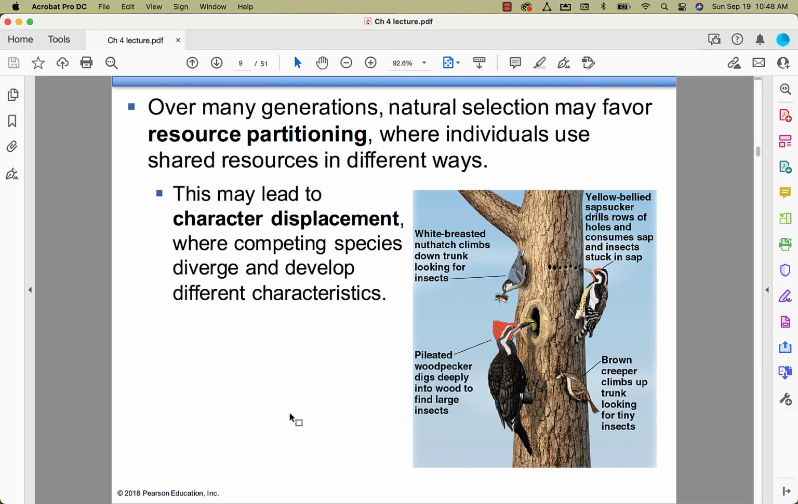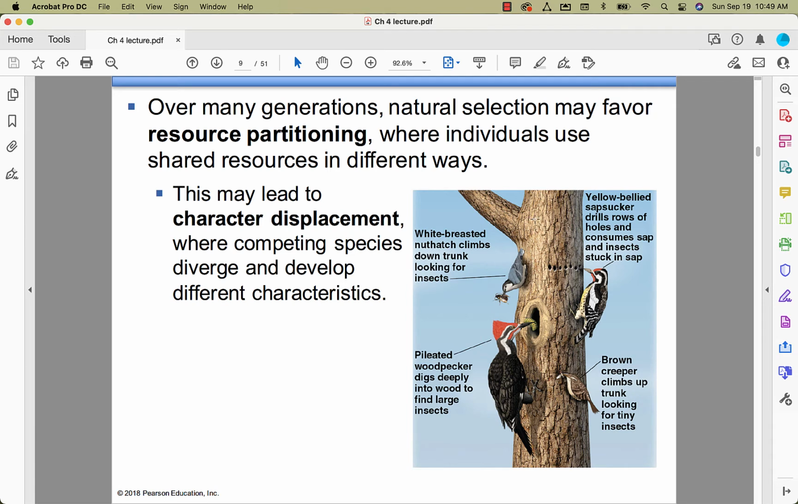This is something that the College Board likes to talk about. We talked about natural selection in the previous section of Unit 2. So over the course of a lot of generations, natural selection can favor something called resource partitioning, where individuals use a shared resource in different ways. This is a tree, and this could be a tree in your backyard. And we've got 4 different species of birds, all using the same resource. So the resource is partitioned.